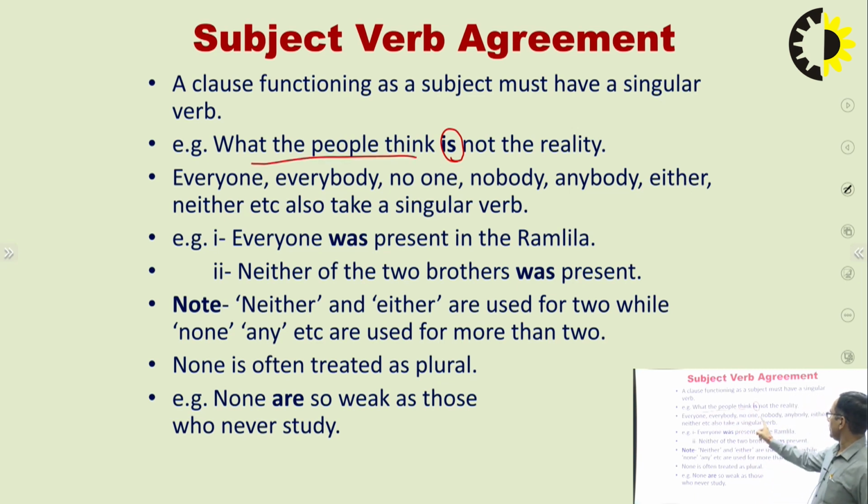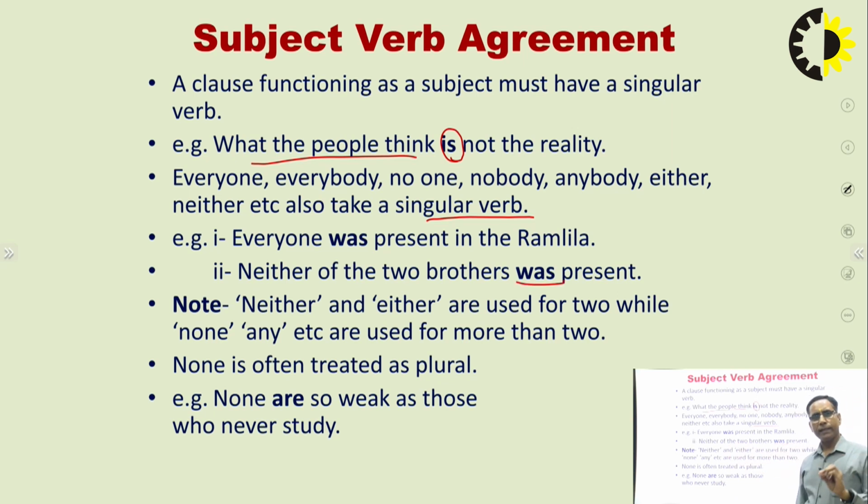Everyone, everybody, no one, nobody, anybody, either, neither, etc. also take a singular verb. Everyone was present there, right? Everyone was present in the Ramlila. Neither of the two brothers was present.